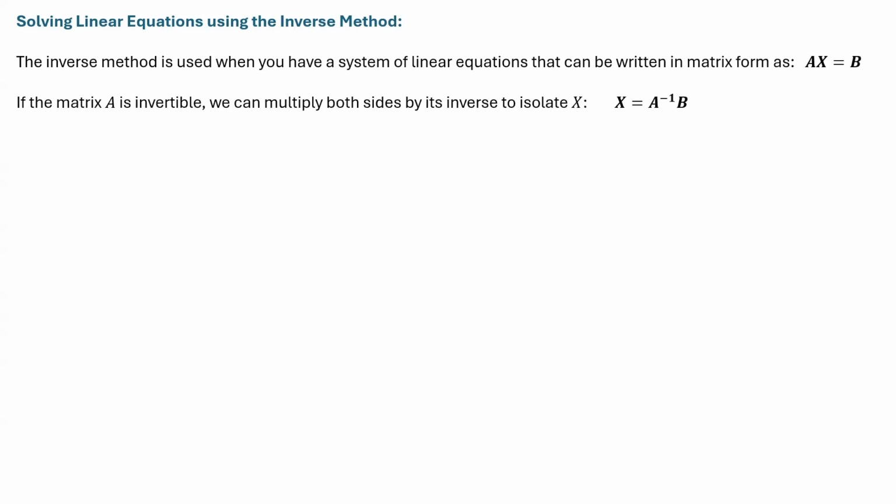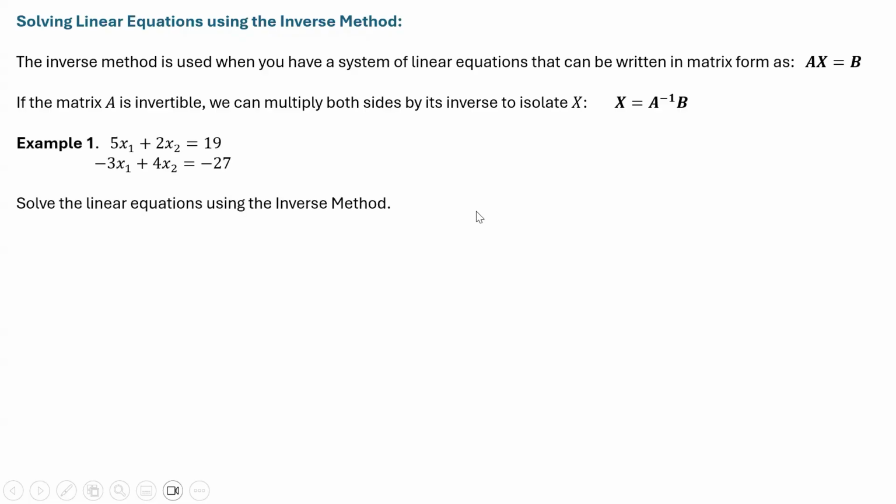Now, we're going to solve some linear equations using the inverse method. So before that, I told you one thing. The matrix form is AX equal to B. And when, let's say, a matrix A is invertible, we can multiply both sides by its inverse to get X, right? So we'll get ultimately X equal to A inverse B.